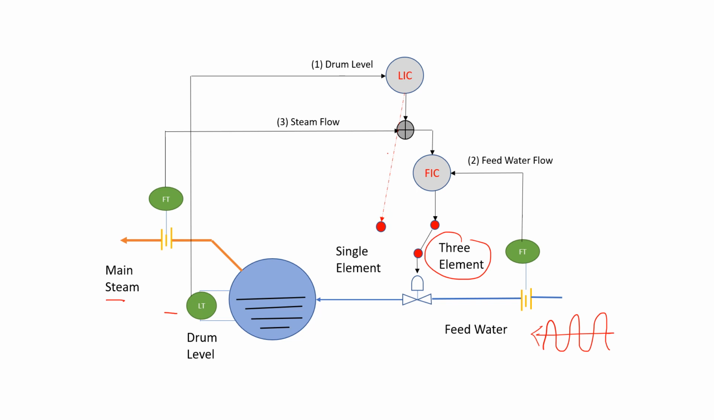In that case, there is a switching option that the operator can select, or that can be done automatically through the logic. In that case, LIC directly sends the signal to the feed water control valve, and in this way the level of the boiler is maintained.